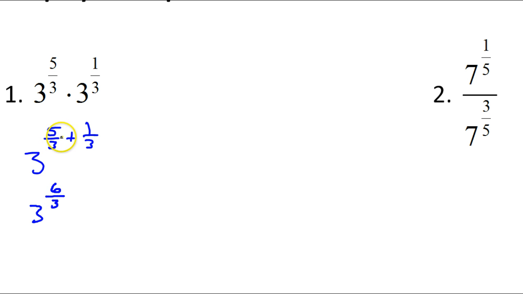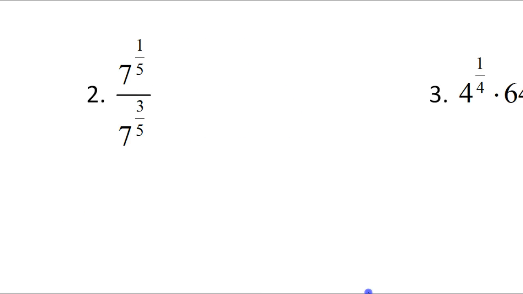Okay? When you add fractions, if you have like denominators, which you must have, you just add the numerators. So 5 thirds plus 1 third is 6 thirds. But obviously we will reduce this. So this would be 3 to the 2nd power, all right, 3 squared, which of course is 9. So the final value for problem number 1 would be 9.